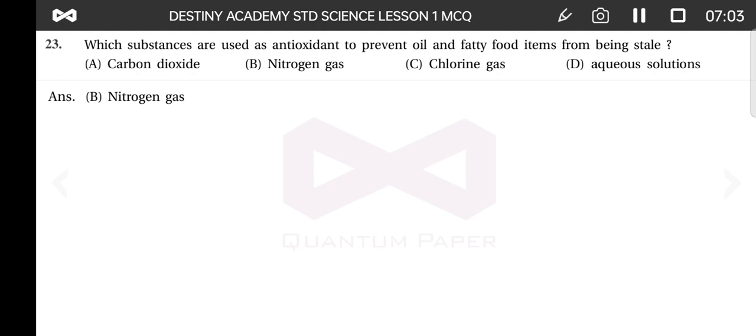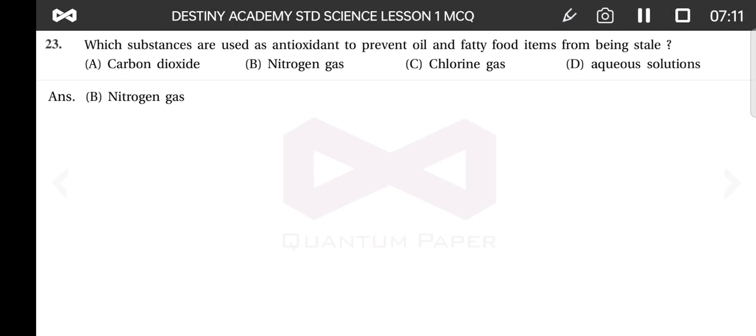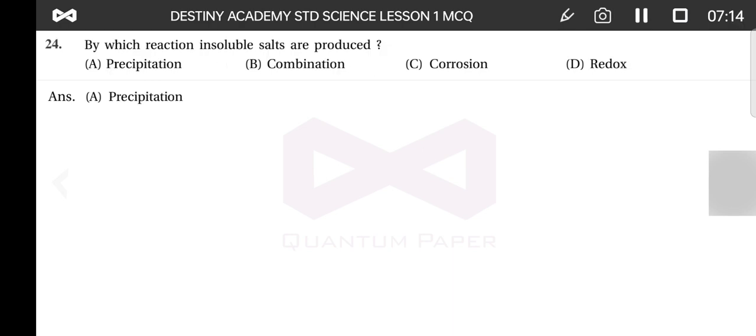Which substance is used as an antioxidant to prevent oil and fatty food items from becoming stale? So that is nitrogen gas. By which reaction are insoluble salts produced? So that is precipitation reaction.